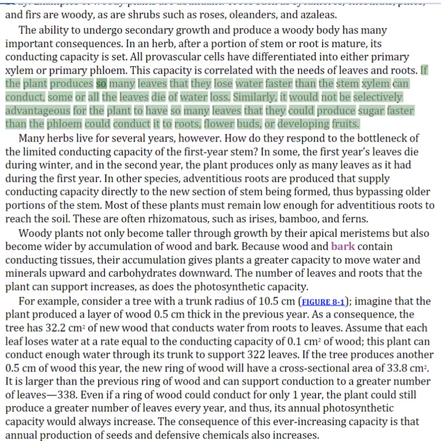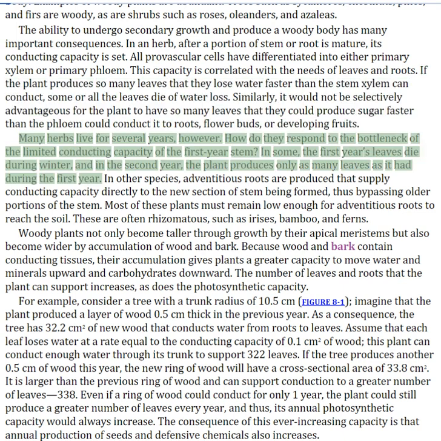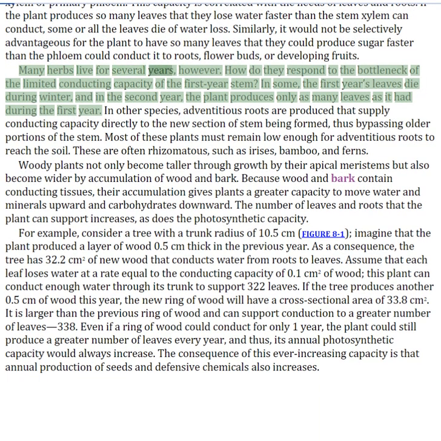If the plant produces so many leaves that they lose water faster than the stem xylem can conduct, some or all the leaves die of water loss. Similarly, it would not be selectively advantageous for the plant to have so many leaves that they could produce sugar faster than the phloem could conduct it to roots, flower buds, or developing fruits. Many herbs live for several years, however. How do they respond to the bottleneck of the limited conducting capacity of the first-year stem?